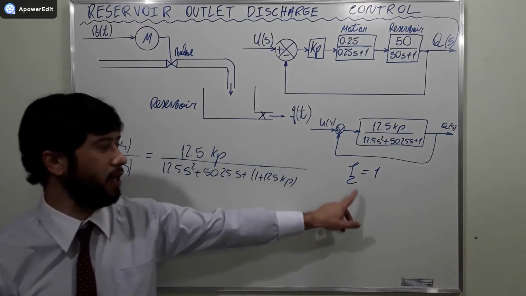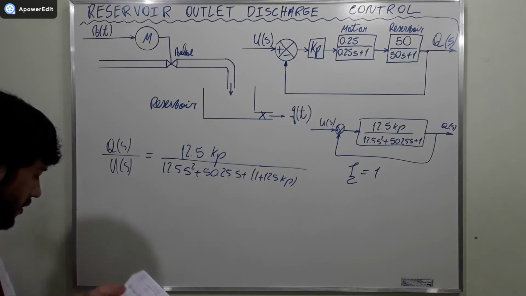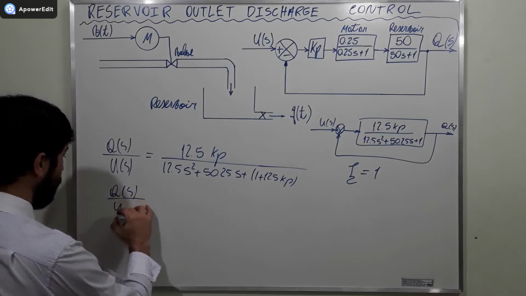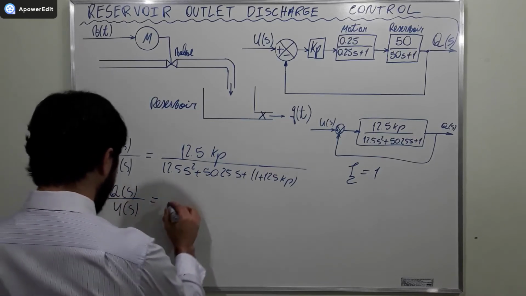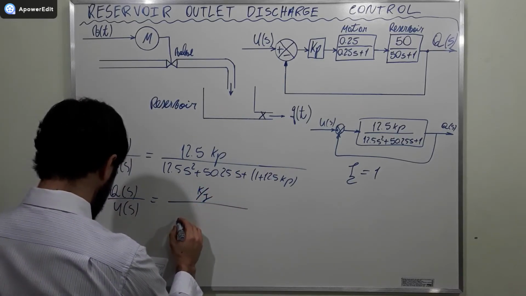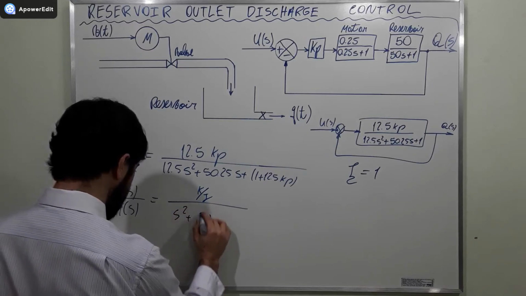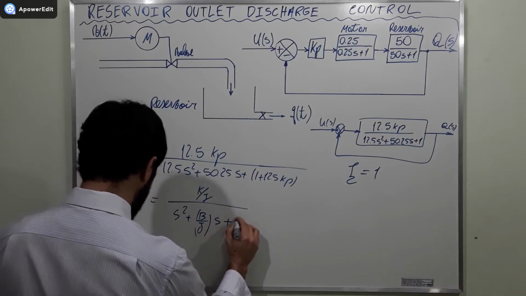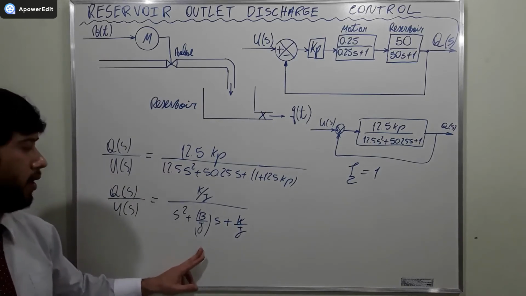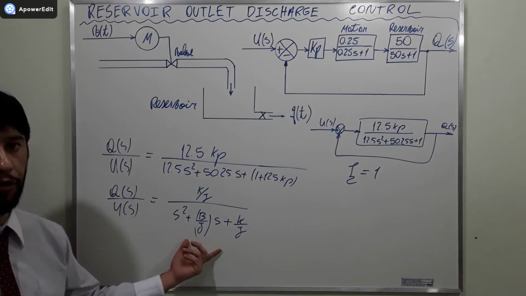And because C is the damping ratio, okay? Then we are going to write the system in the format like this: Q of S divided by U of S equals K divided by J over S squared plus B divided by J times S plus K divided by J. So this is what normally control theory books say that we should proceed as, alright?